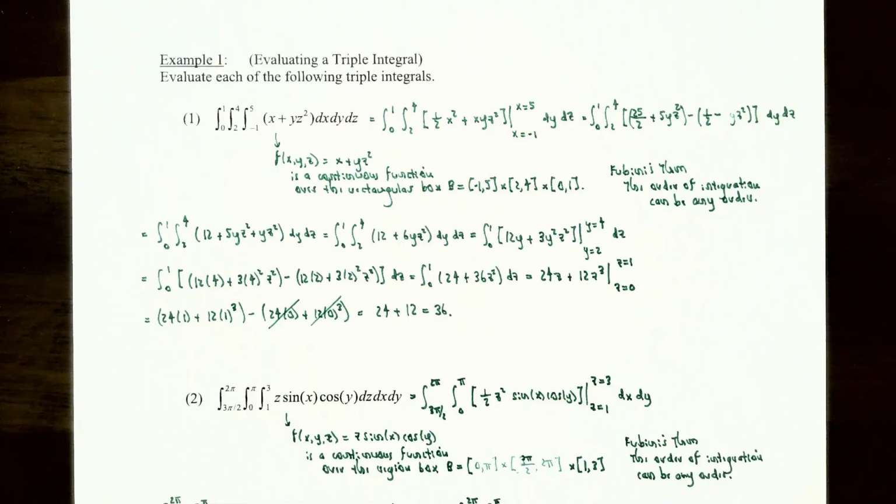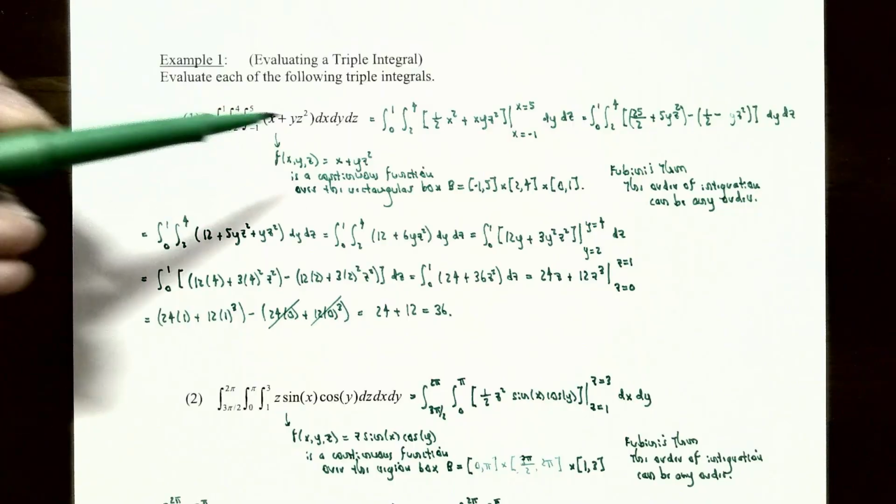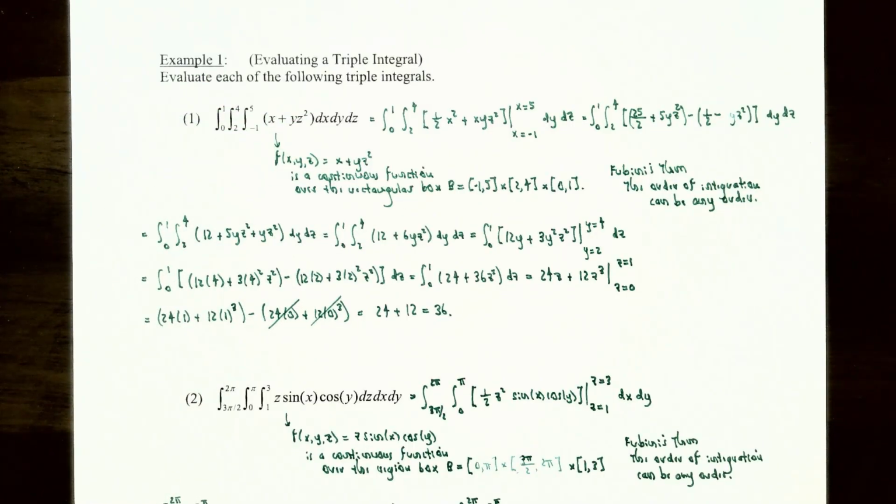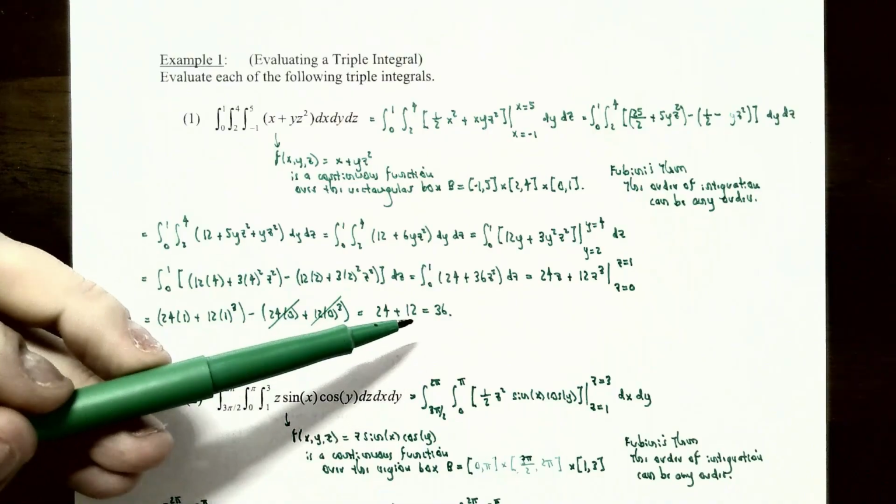And so again, because of Fubini's theorem, since we're integrating function f, which is continuous over the rectangular box, x values between -1 and 5, y values between 2 and 4, and z values between 0 and 1, you could integrate in any order and you'll also get the value 36.